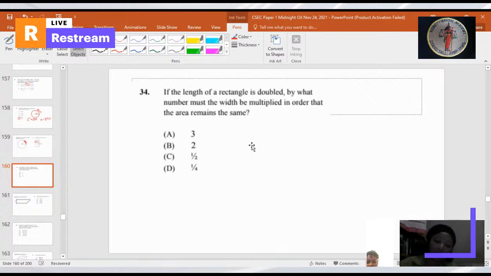Wait. Hmm. So remember, length times width gives you area. If you want the area to remain the same, you'd have to half the width.